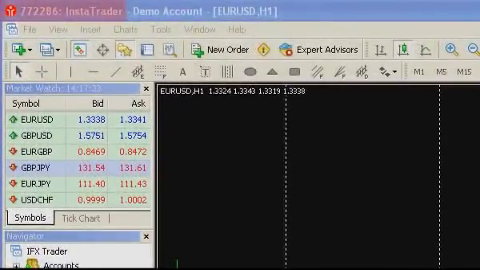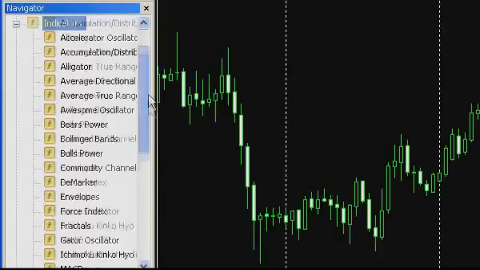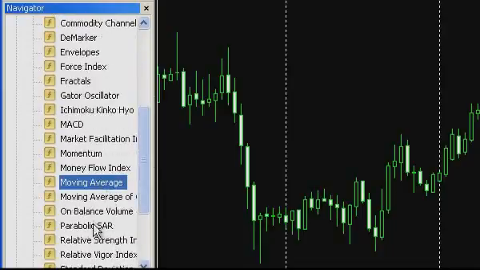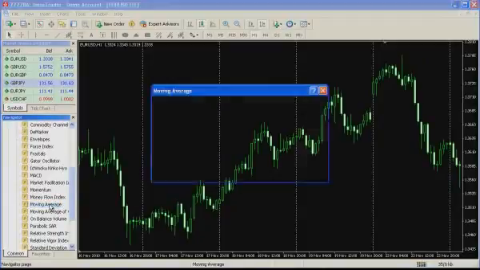InstaTrader platform supports most technical indicators and oscillators. Besides, there are no restrictions regarding the number of moving average types employed. Adding a moving average to your trading terminal is easy. Follow this path: View, Navigator, then open the full list of indicators, select Moving Average, and either drag it to the chart or give it a double left click.